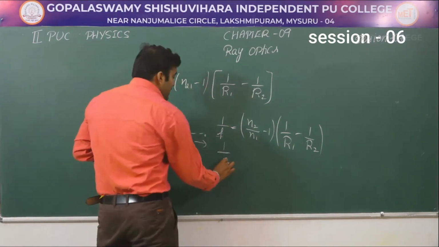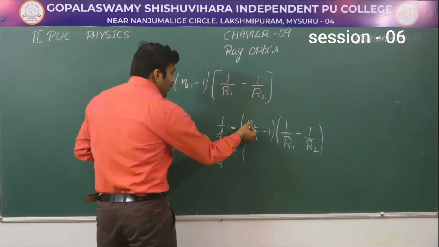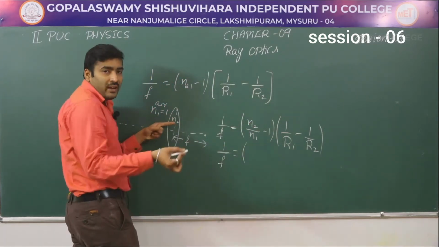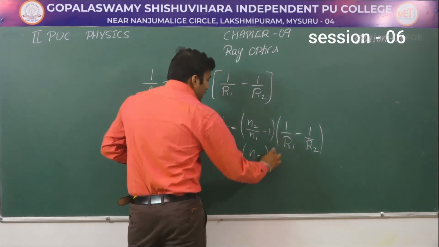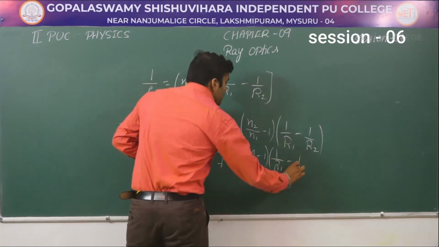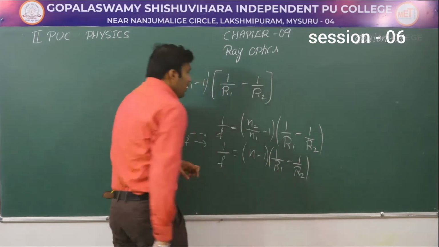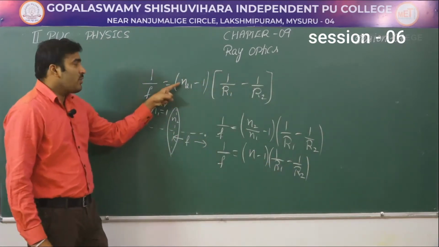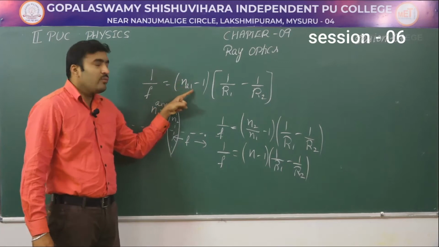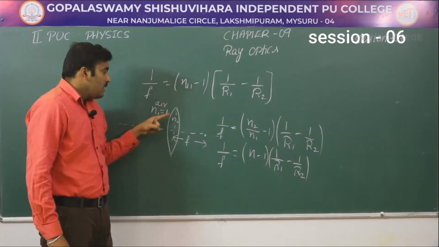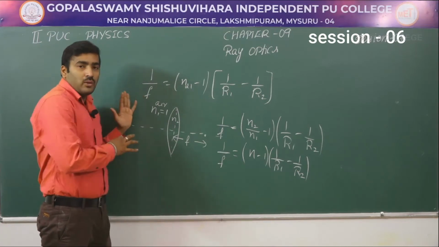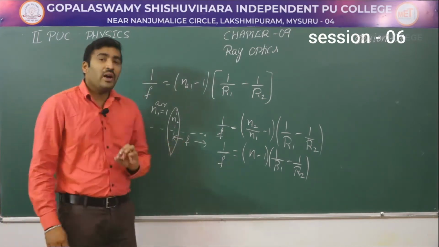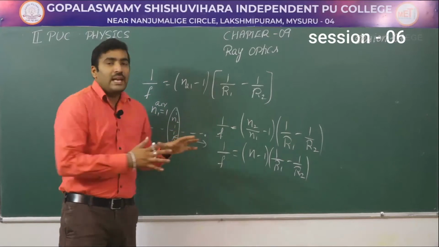So you can write this as 1 by f is equal to, if I write n2 is equal to n, the refractive index of this glass, then this will be (n minus 1) into (1 by r1 minus 1 by r2). So this term n21 refers to the refractive index of the second medium with respect to the first medium, that is, the refractive index of the lens medium with respect to the outer medium. Okay, fine. So this is what we derived in the last class.